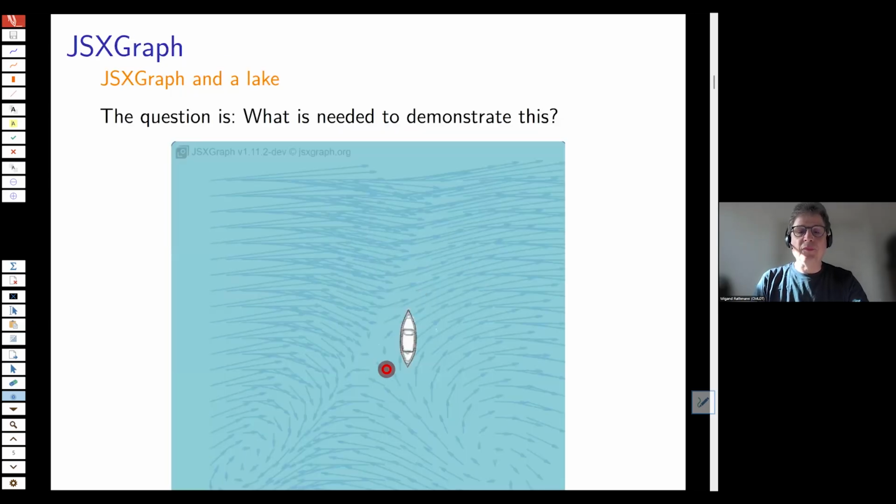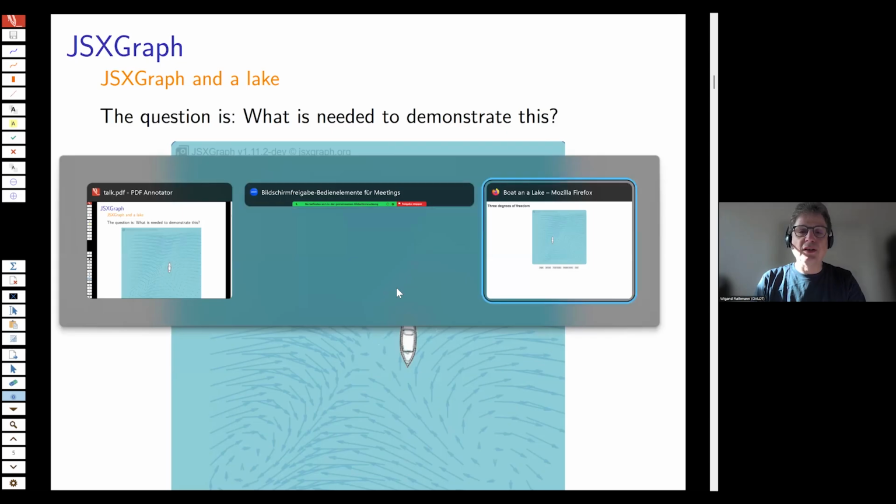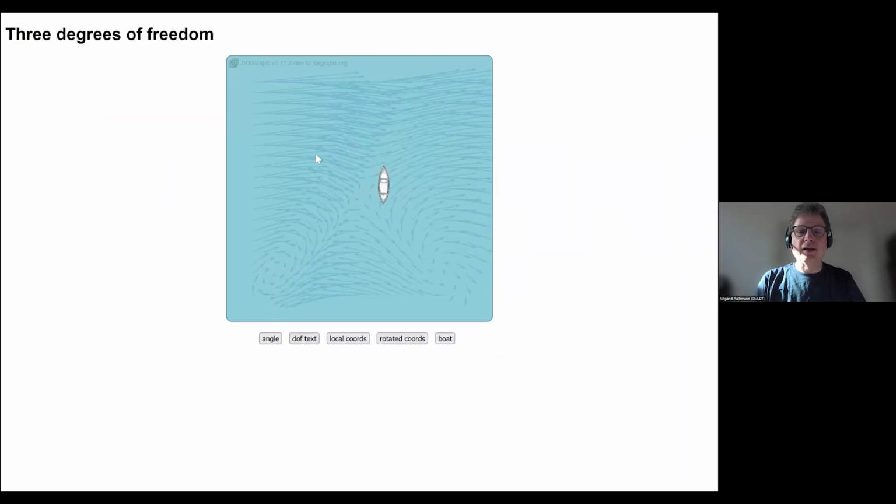When we look here, we have the JSXGraph version of a small lake with a bit adjusted background color and some vector field. And you will see it's not a laminar fluid. And if I choose such a boat, I can drag it around over the sea. And usually we will not keep the orientation. So the boat will be rotated. I hope you can see the angle added here to the boat to describe the rotation.